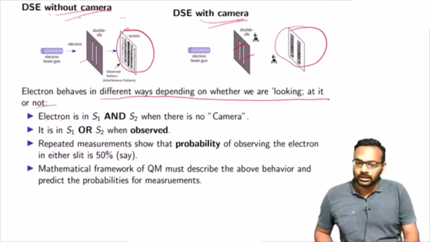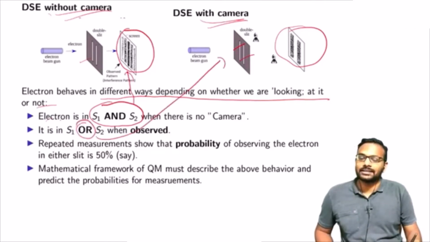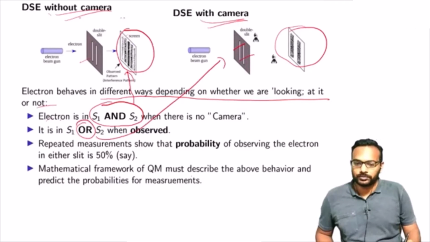Okay, so our conclusion is this. The electron has to be in slit 1 and slit 2, every single electron, when there is no camera, because that's how we explain the interference pattern here. But it's in slit 1 or slit 2 when observed. When you observe, it's either in slit 1 or slit 2.